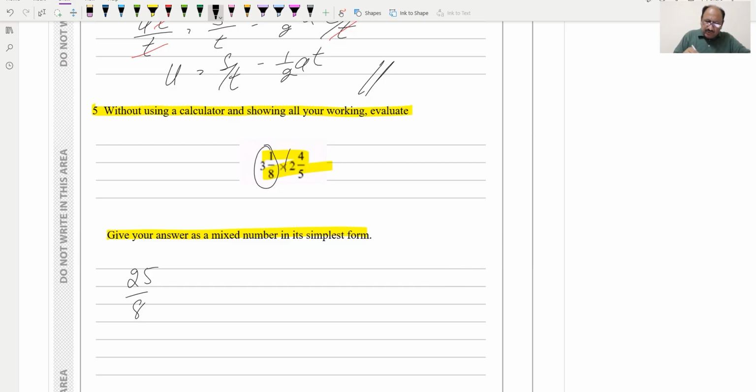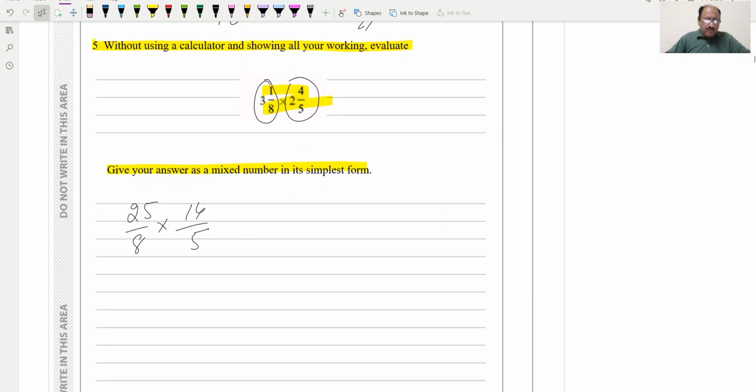And similarly we can change this portion into an improper fraction also. So 2 into 5 will be 10. 10 plus 4 will be 14. So 14 over 5, this will be our improper fraction conversion. Now we can cancel. 5 5s are 25, and this will be 2 4s are 8, 2 7s are 14, and the net answer will be, 5 7s are 35, over 4.